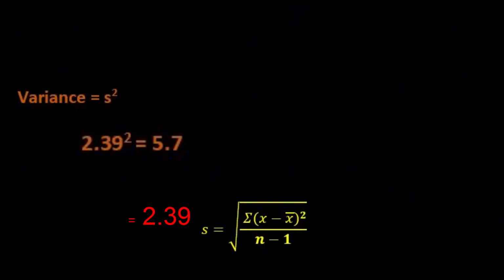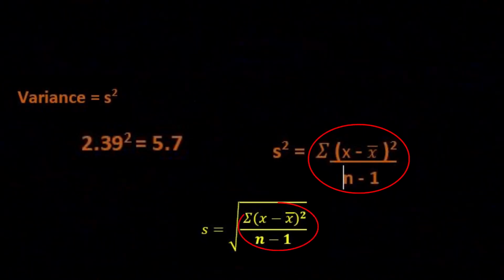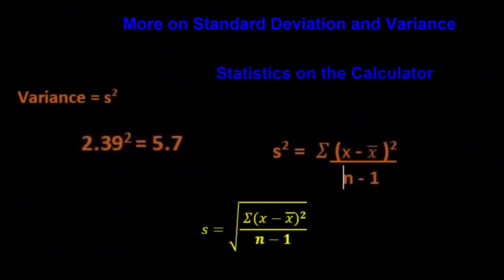In fact, during the use of the standard deviation formula, before we took the square root, we actually had the variance. The formula for variance, then, is this. For more clarity and reinforcement, watch the video on more of standard deviation and variance, and to see how to use the graphing calculator to get the standard deviation and other statistics, watch the video Statistics on the calculator.